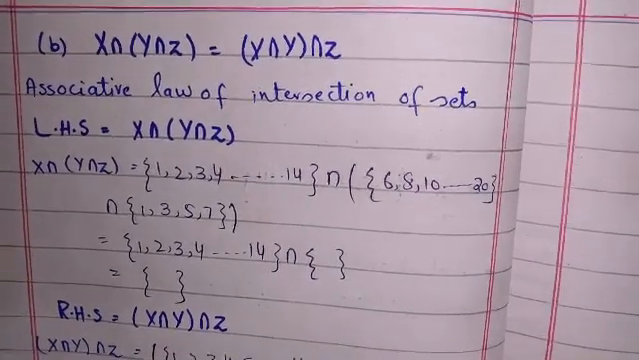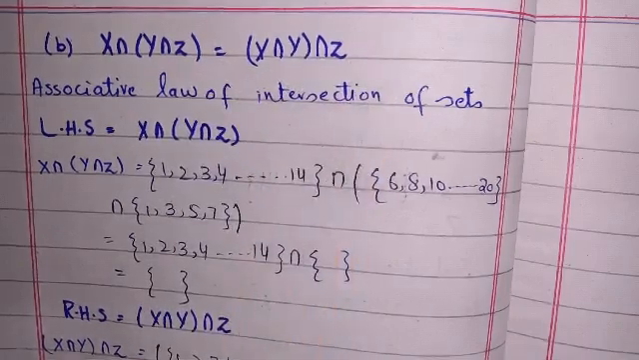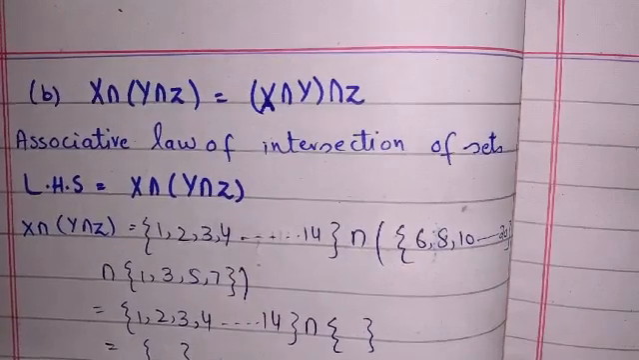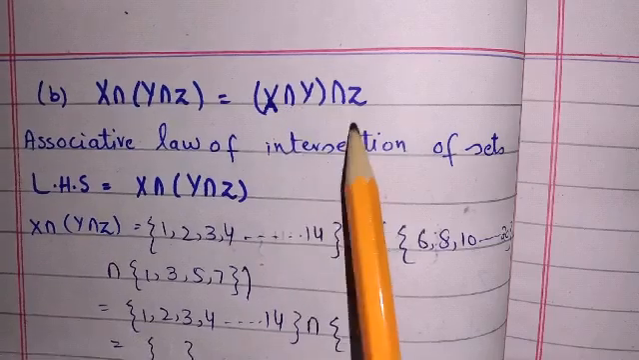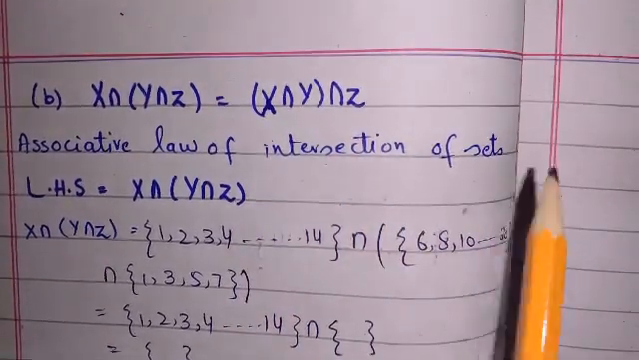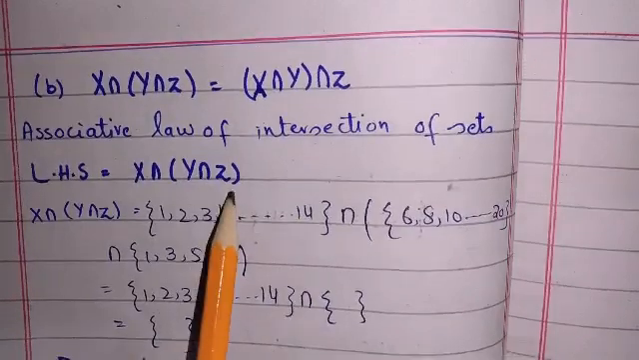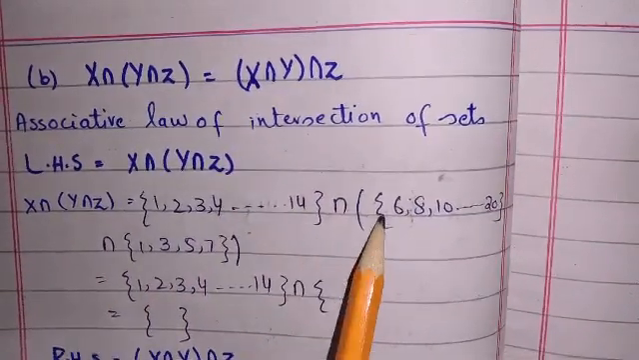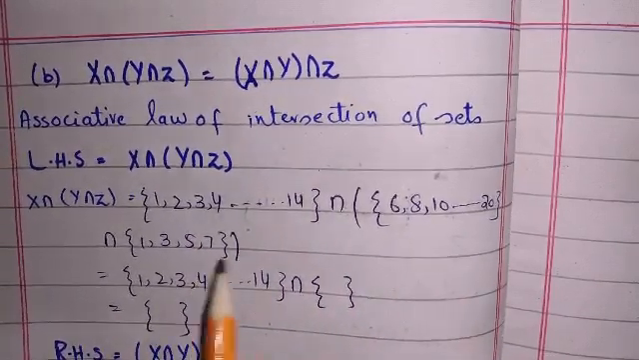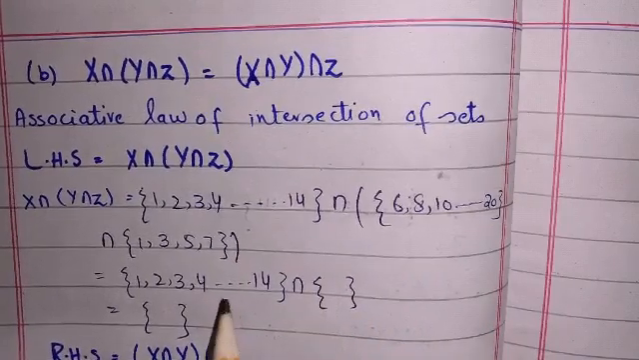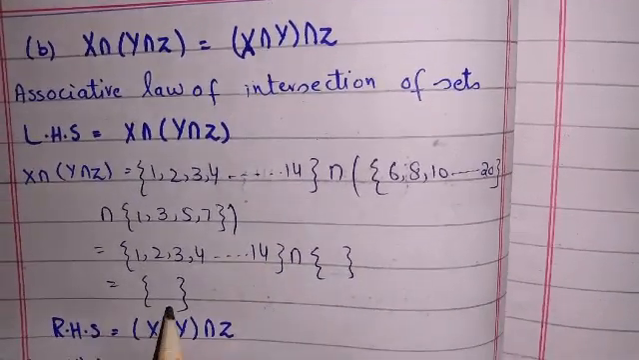Now students, here is our second requirement, which is x intersection (y intersection z) is equal to (x intersection y) intersection z. This is our associative law of intersection of sets. First we will solve our left hand side, x intersection (y intersection z). We will write the x set, then intersection, then the y set and z set within brackets. As you can see, in the y set and z set there is no common element, so we will write the empty set. And when we find the intersection of the x set and the resultant set, there is no common element in both sets, so our answer is the empty set.